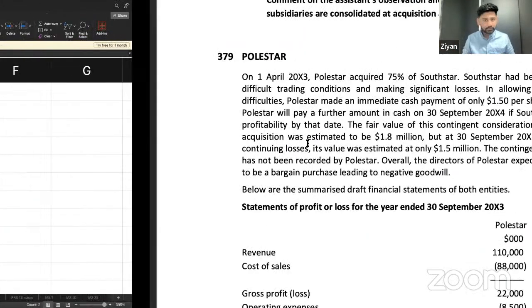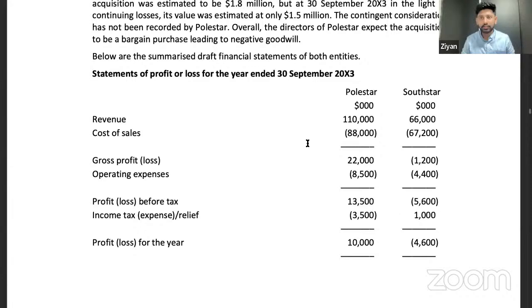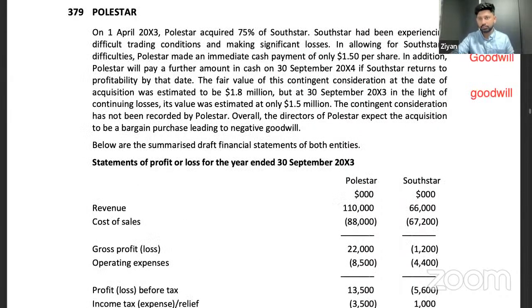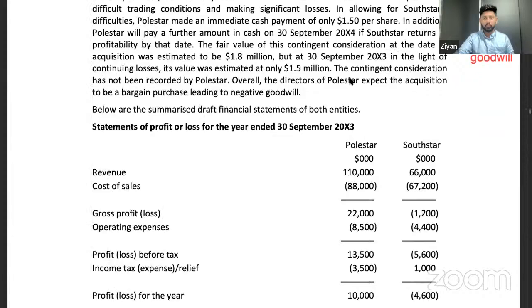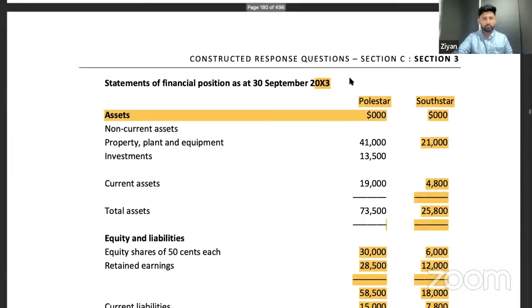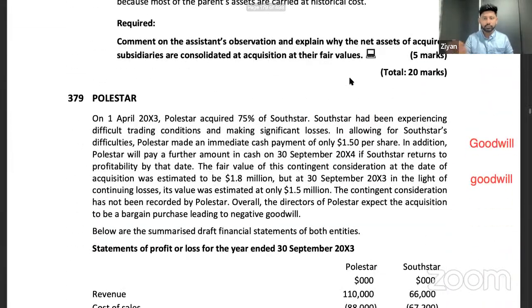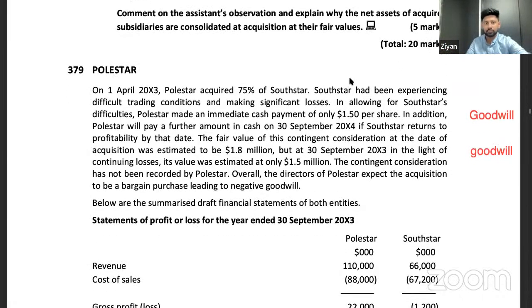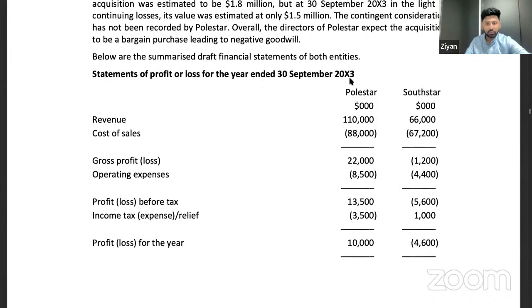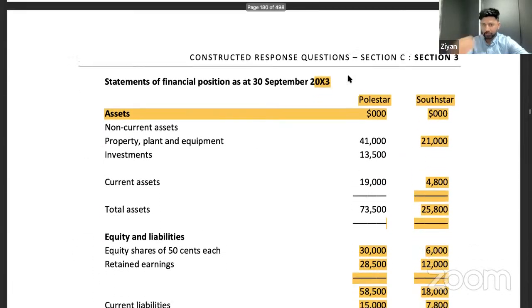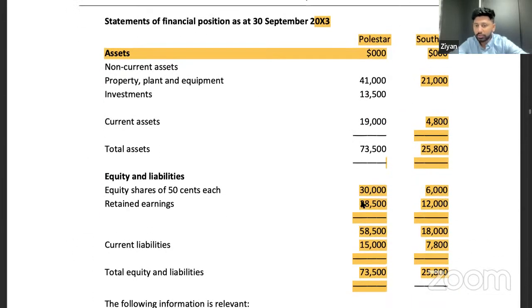Going back, I want you to give me the retained earnings figure and the revaluation reserve. Where do you get it? Anybody? Retained earnings and revaluation reserve, how much is it? 28,500 and 12,000. Retained earnings 28,500, that's right, and 12,000, that's right.